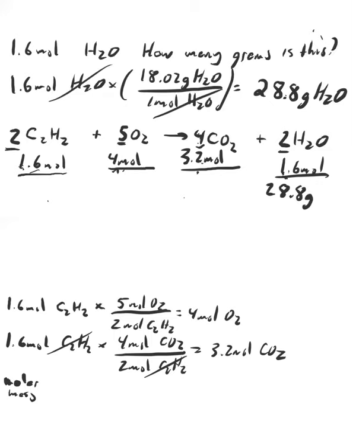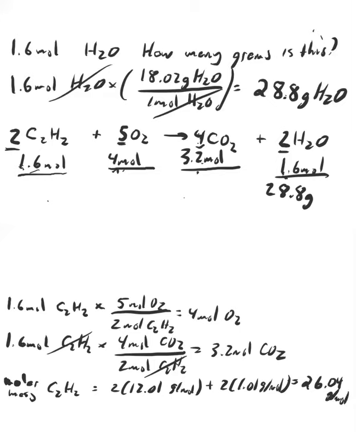For C2H2, it's 2 times 12.01 grams per mole. That's the carbon. 2 times 1.01 grams per mole. That's the hydrogen. So that's 26.04 grams per mole.